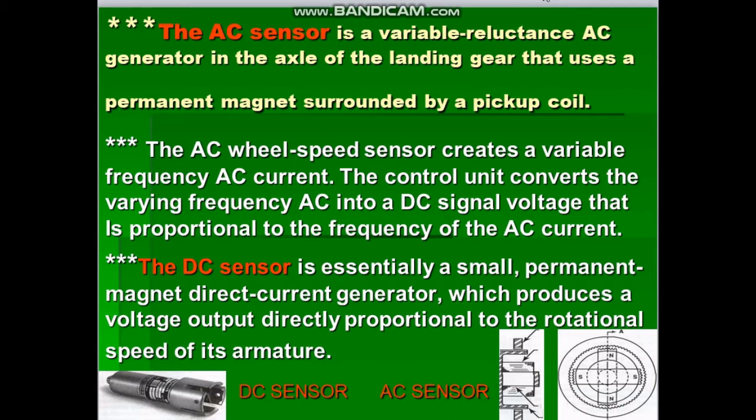The DC sensor, or direct current sensor, is essentially a small permanent magnet direct current generator, which produces a voltage output directly proportional to the rotational speed of its armature.